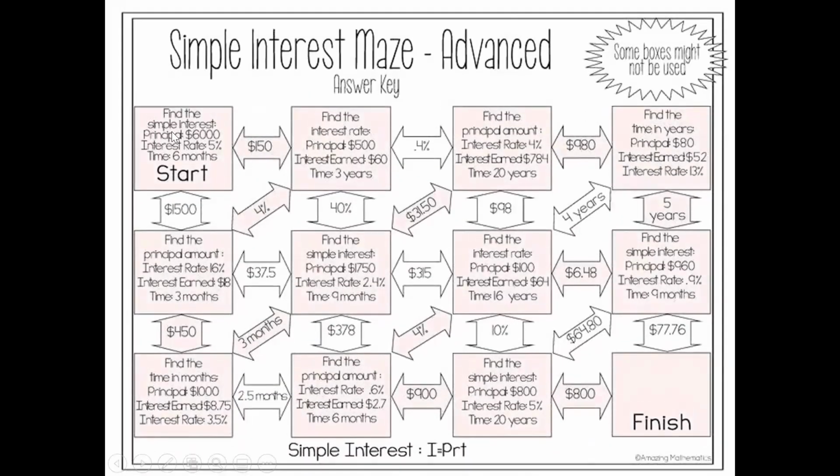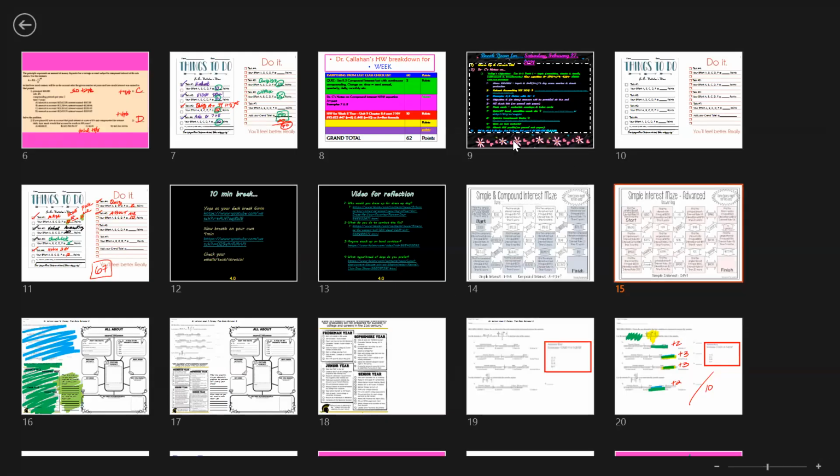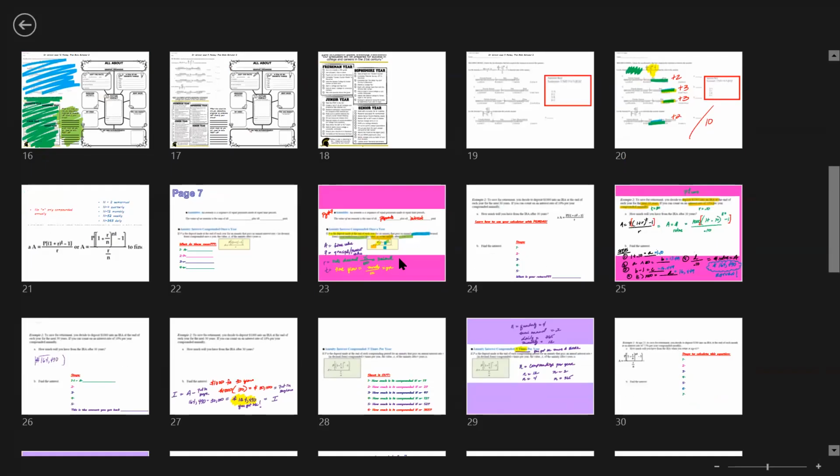So start over here, either 150 or 1,500. If it's 1,500, do the second question. It's either $37.50 or $450, and then you finish it all the way to the end right here. So pause the video and go ahead and do that. Okay, once you're done with that, we're going to go on to our notes for today.